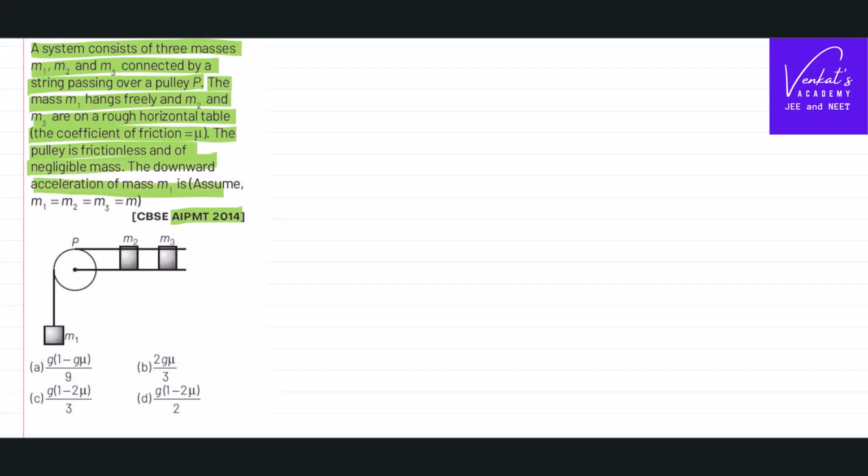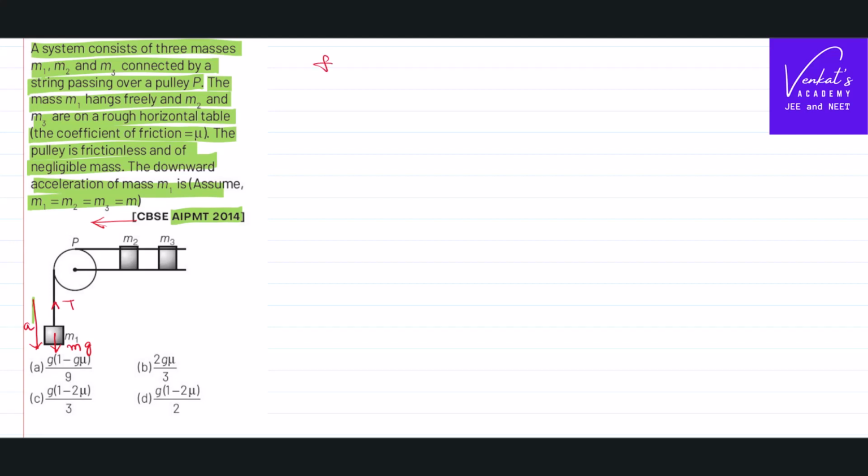Find the downward acceleration of M1, assuming all masses are identical. The first thing that you need to know is, as there is a lowered weight, I can assume that this system moves down and this moves towards the left. So what are the forces acting here? I consider all masses equal, mg. There is an upward force, tension. Let the acceleration equal a.